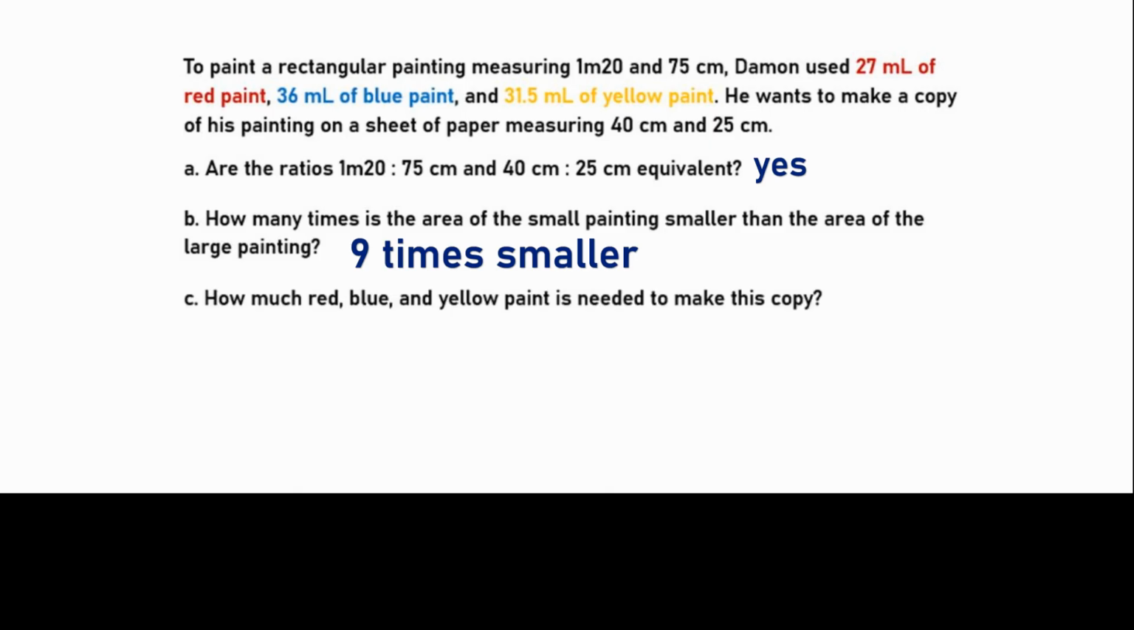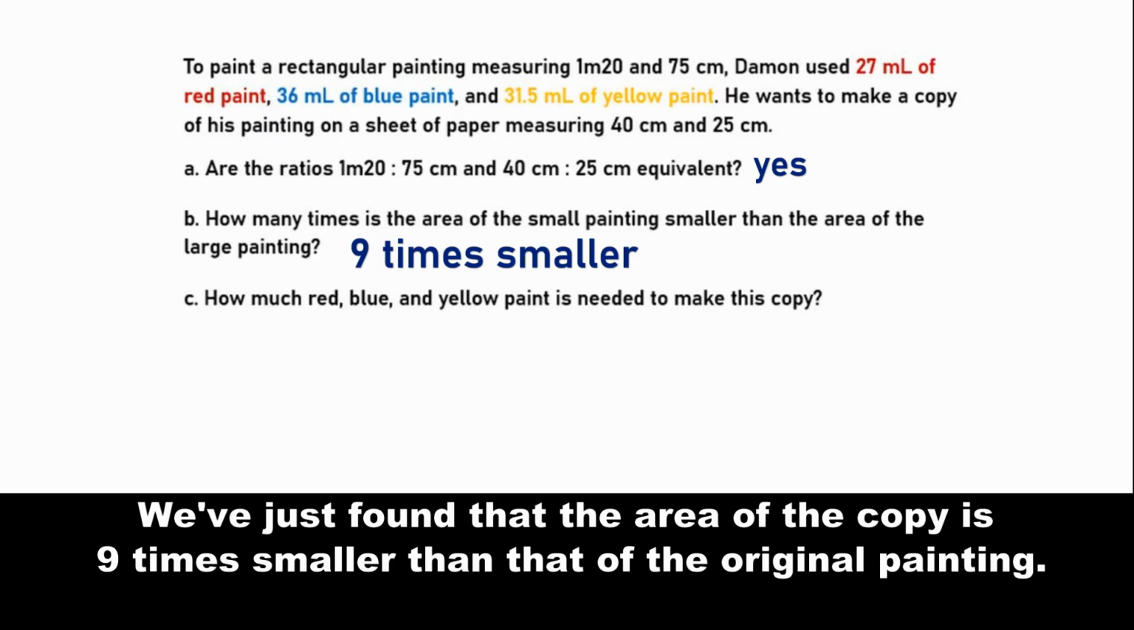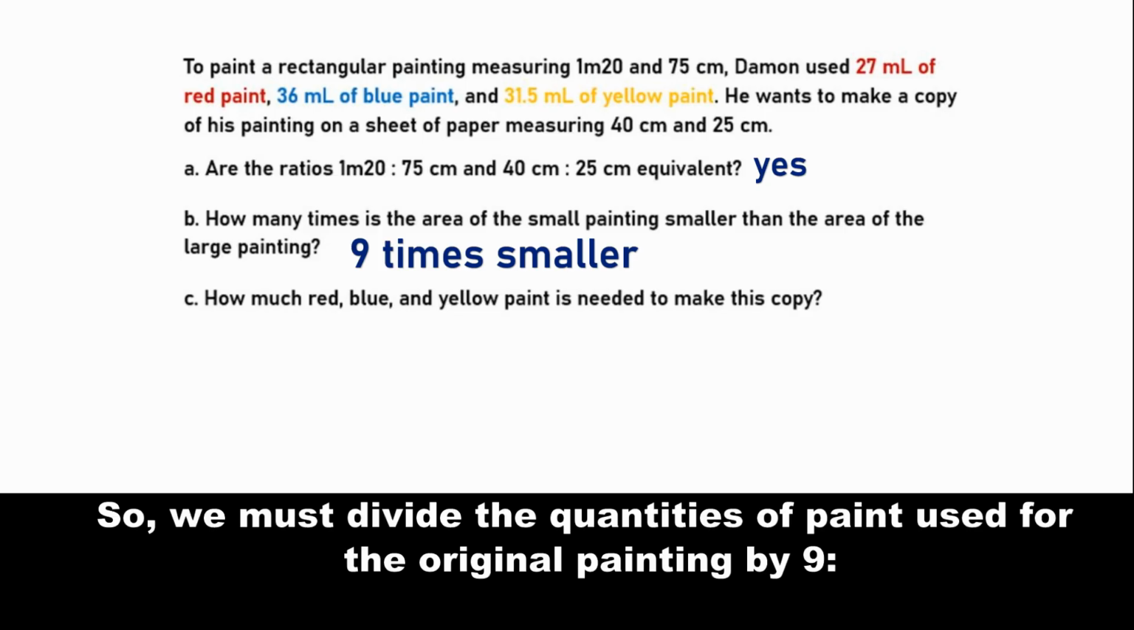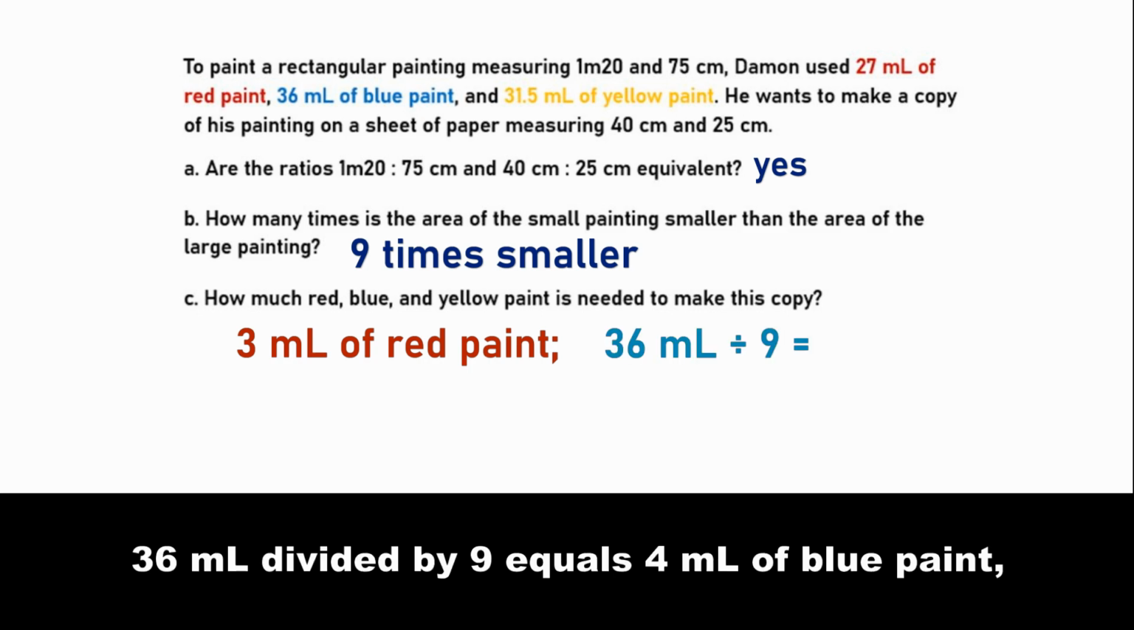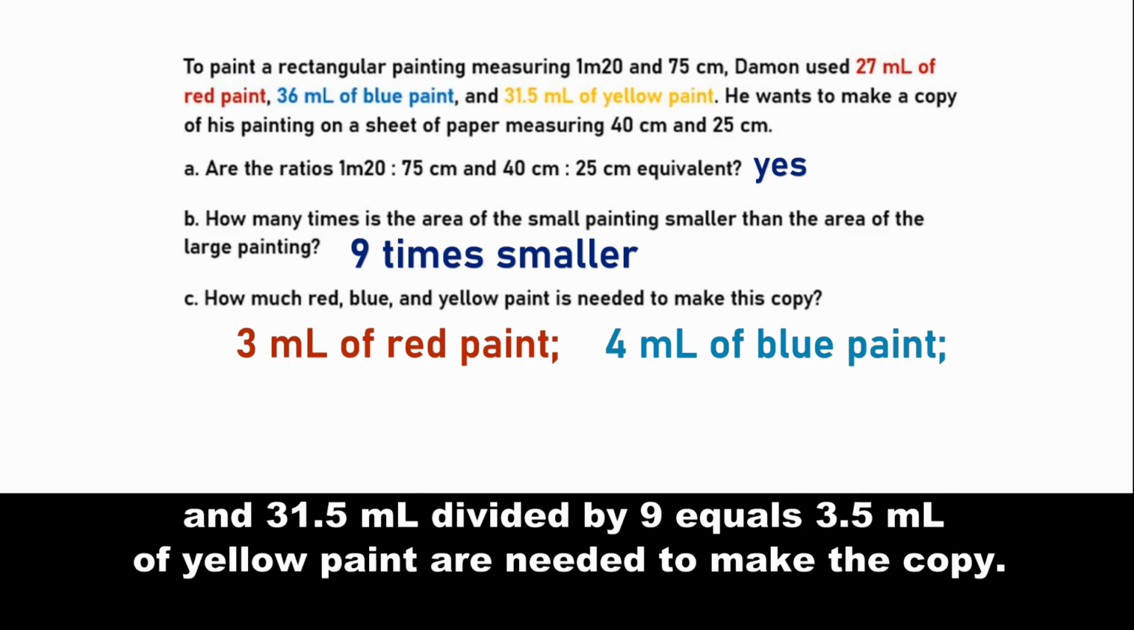Question C. How much red, blue and yellow paint is needed to make this copy? We've just found that the area of the copy is 9 times smaller than that of the original painting. So we must divide the quantities of paint used for the original painting by 9. We find 27 milliliters divided by 9 equals 3 milliliters of red paint. 36 milliliters divided by 9 equals 4 milliliters of blue paint. And 31.5 milliliters divided by 9 equals 3.5 milliliters of yellow paint are needed to make this copy.